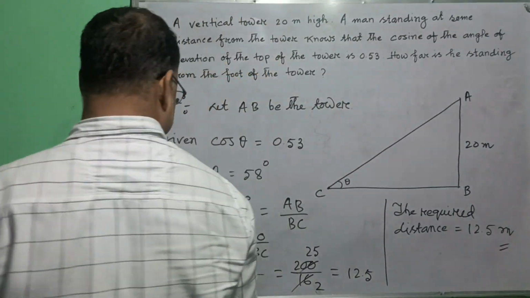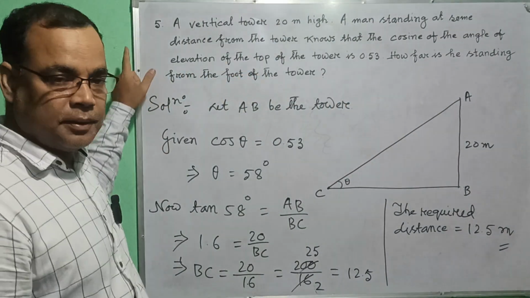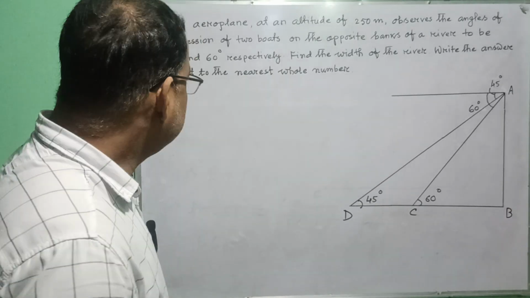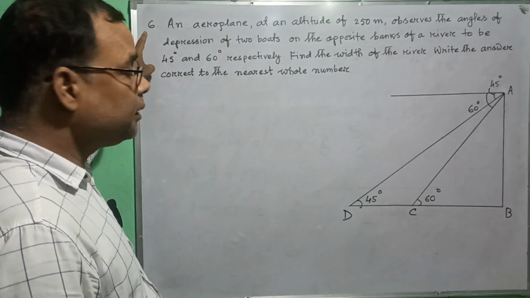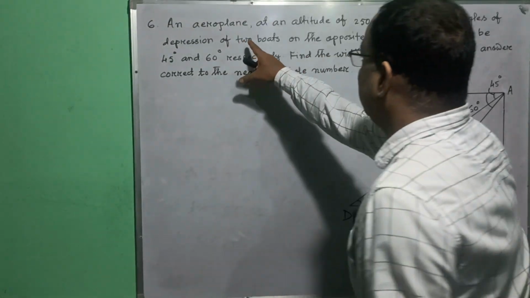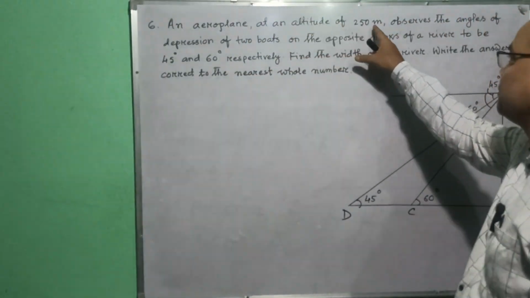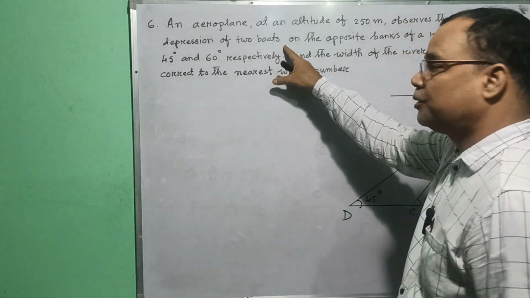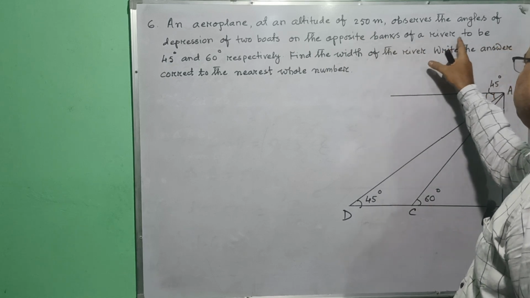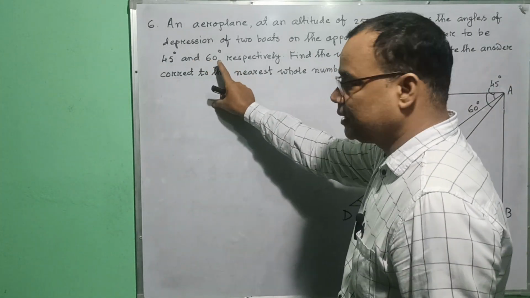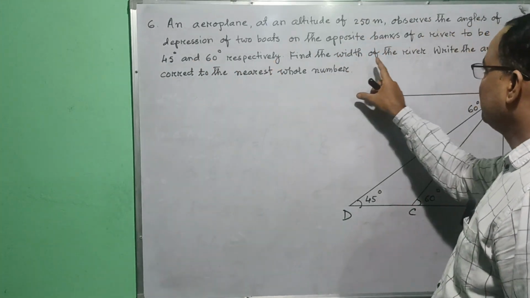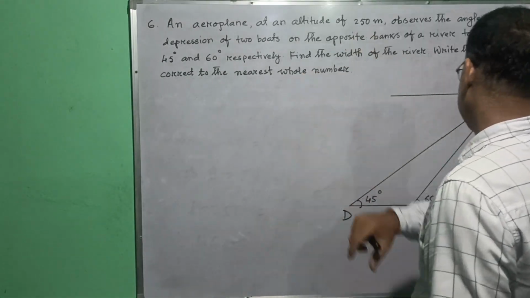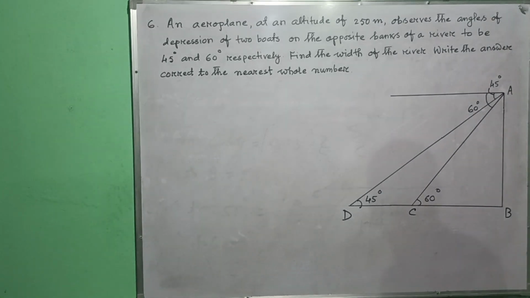And now we'll start example number 6. In question number 6, it is given that an aeroplane at an altitude of 250 meter observes the angles of depression of two boats on the opposite bank of a river to be 45 degree and 60 degree respectively. Find the width of the river. Write the answer correct to the nearest whole number. So this is the question.